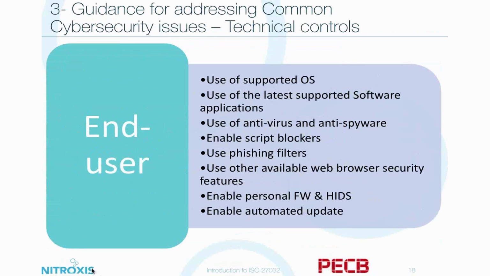You can also use phishing filters in emails, which will give you a code on an email as to whether it is a suspicious one or not. And you can also use all the available web browser security features. We have a lot of those. Then finally, you can also enable what we call a firewall and a host intrusion detection system. If someone tries to enter your computer at home, at least you know it and you can accept or deny the connection. And then also, as advice, enable automated updates.